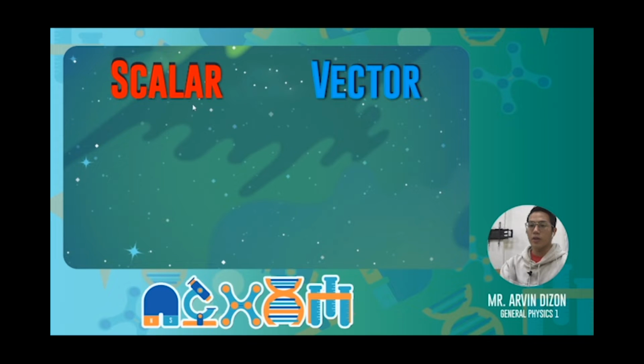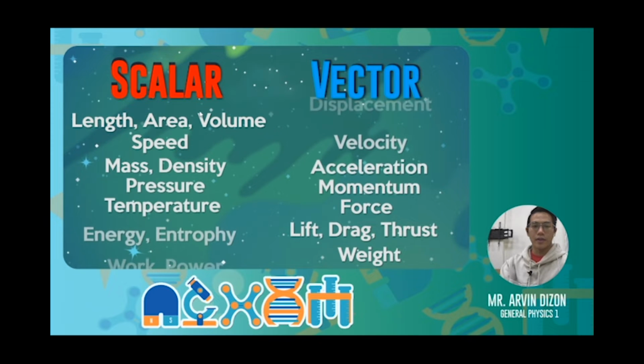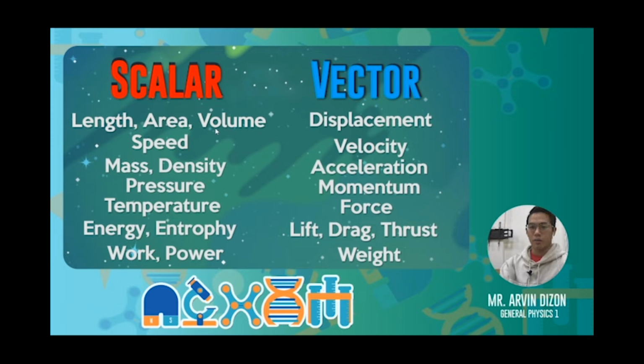There are a lot of other scalar and vector quantities, namely the following. For scalar, we have length, area, and volume, speed, mass and density, pressure, temperature, energy, entropy, work, and power.